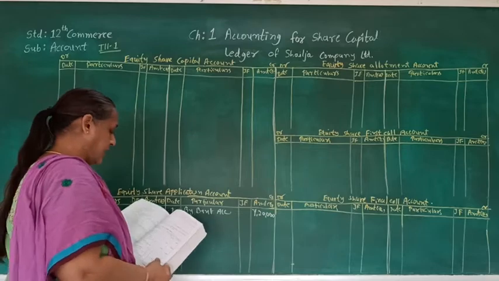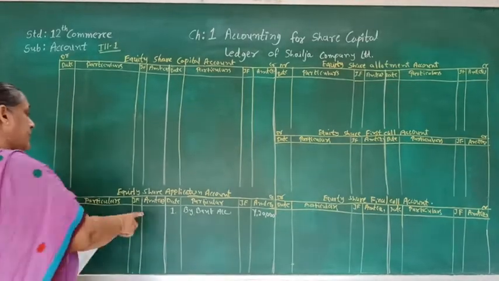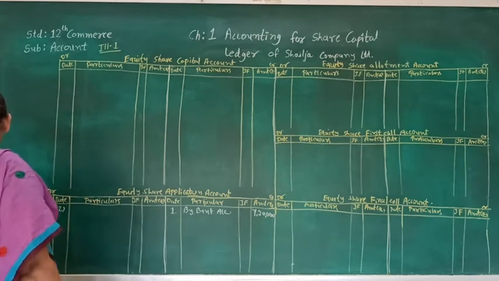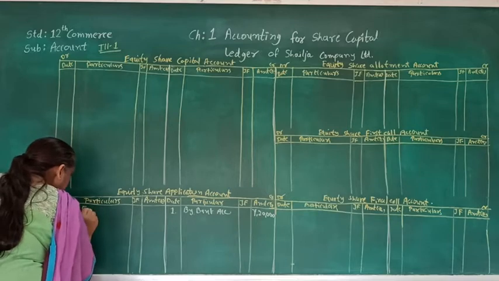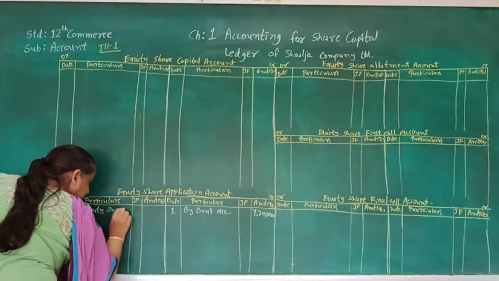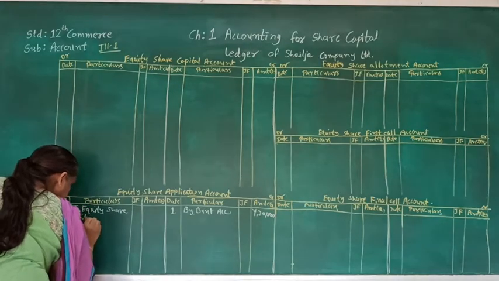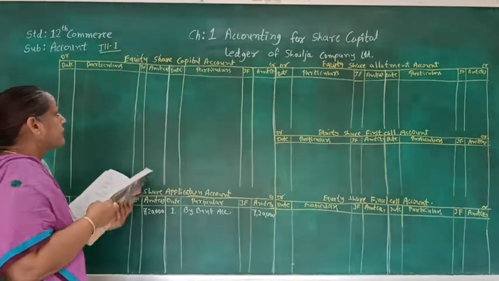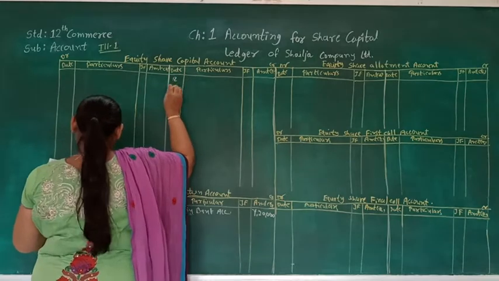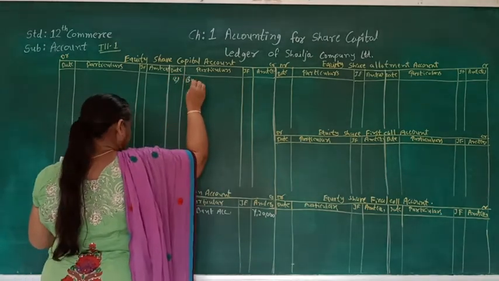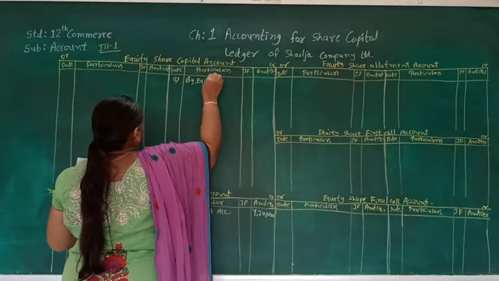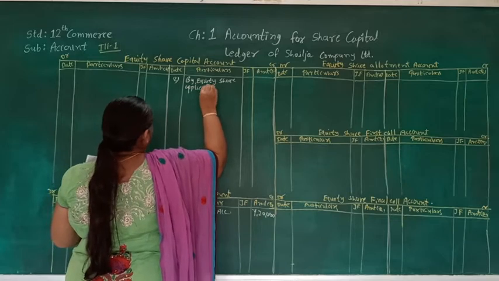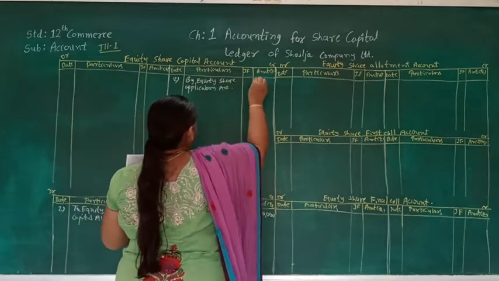The second journal entry is equity share application account debit to equity share capital. Then we are going to write on the debit side of the equity share application account, to equity share capital account, and the amount is 7,20,000. And here, in the equity share capital account, we write second, by equity share application account, and the amount will be 7,20,000.